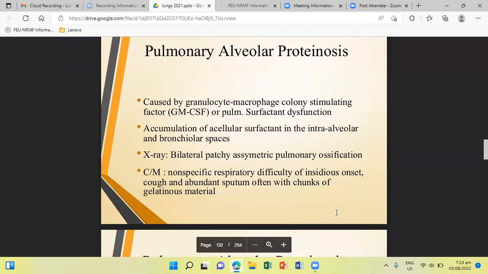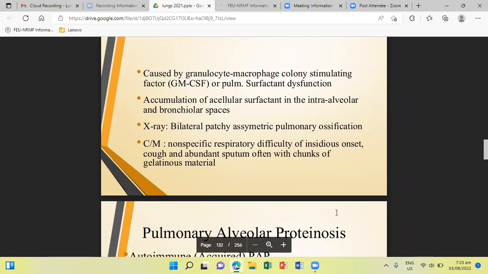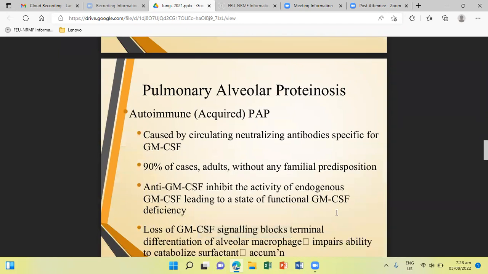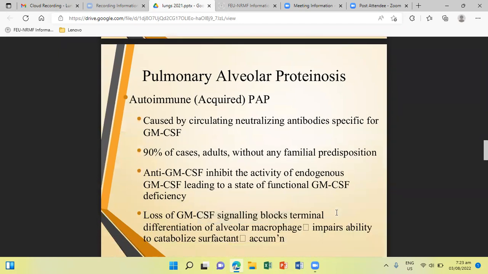It is a rare disease. It is caused by a defect in granulocyte macrophage colony stimulating factor or pulmonary macrophage dysfunction, which results in accumulation of surfactant in the intraalveolar and bronchial spaces. To diagnose the disease, of course, you again have to do a chest X-ray, and it can actually be an assay too of the expected circulating neutralizing antibodies.